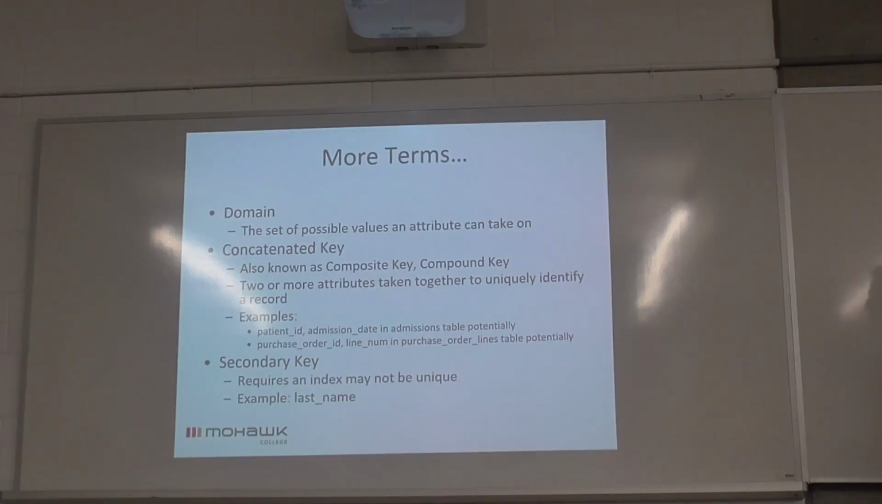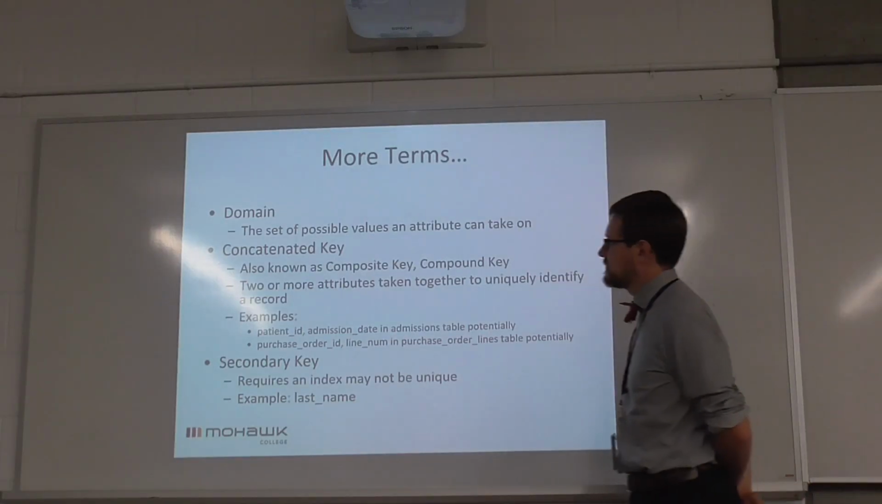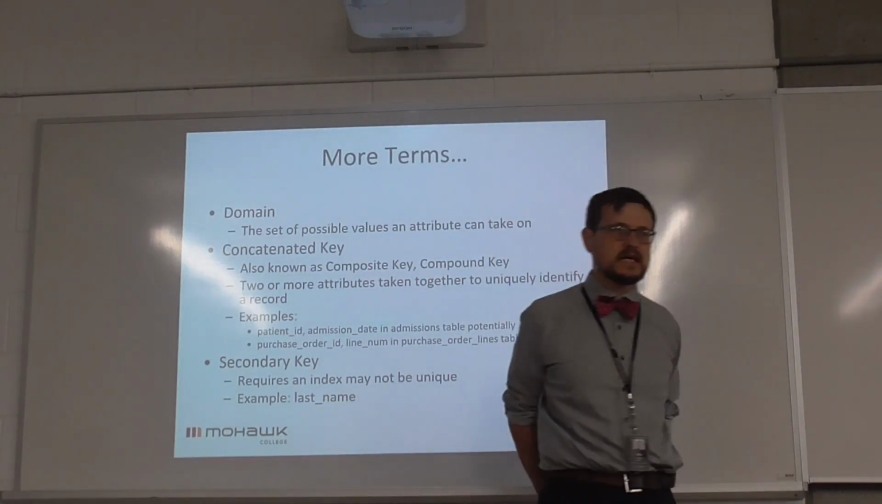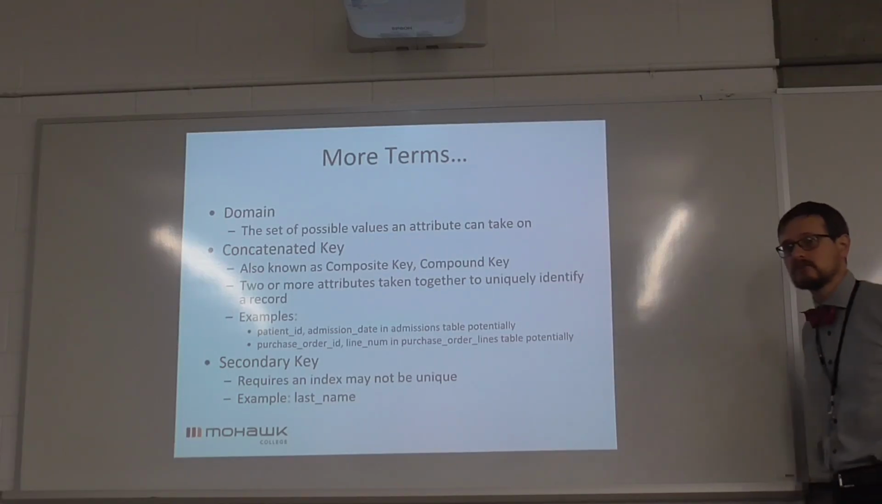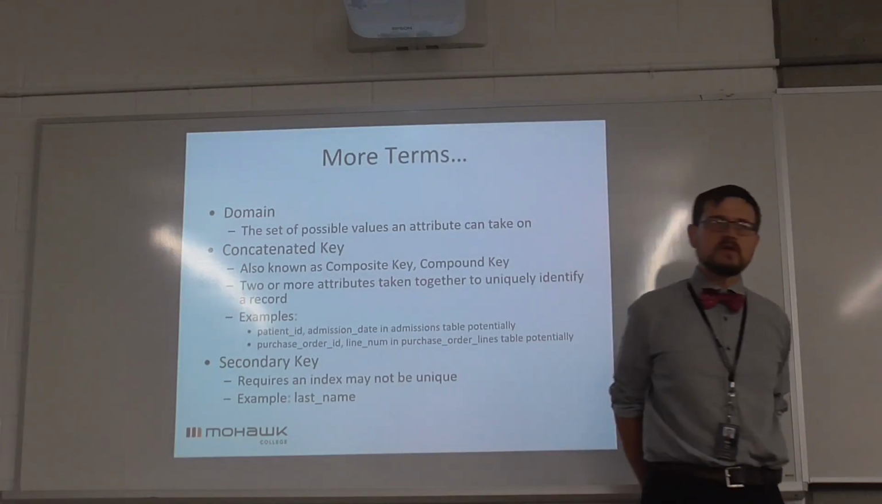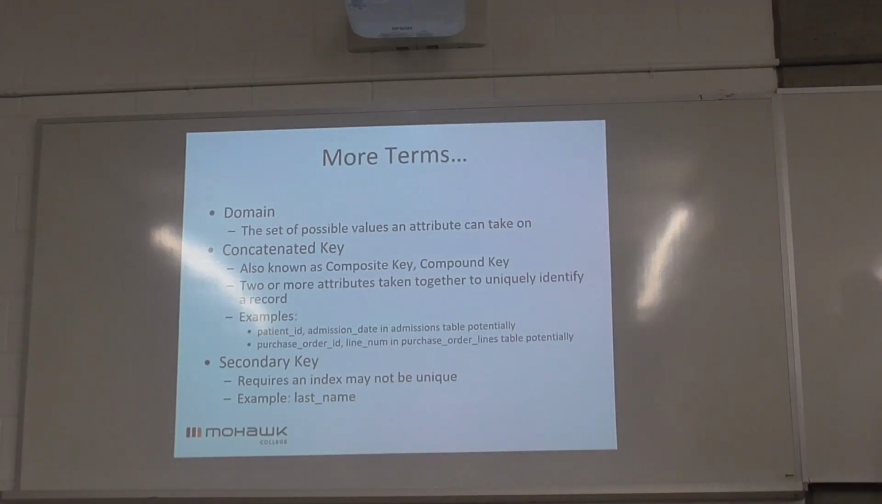Domain: the set of all possible values an attribute can take on. So, basically, domain is similar to the idea of data type itself. Some mathematicians may say that you define a data type by its domain. So, what is the domain of the natural numbers?